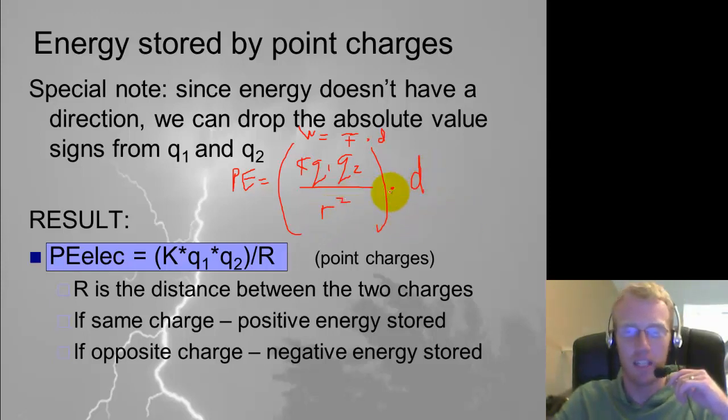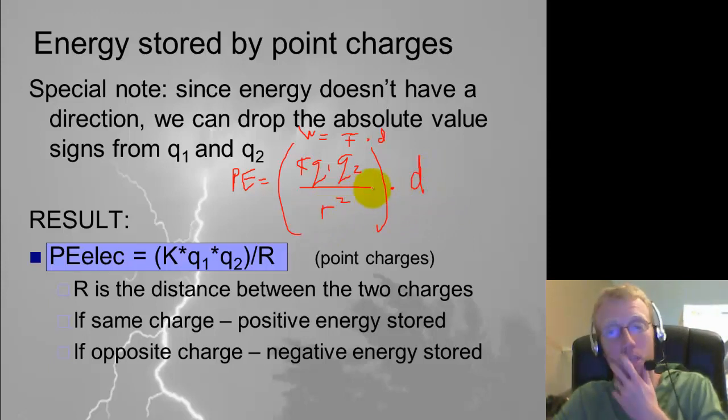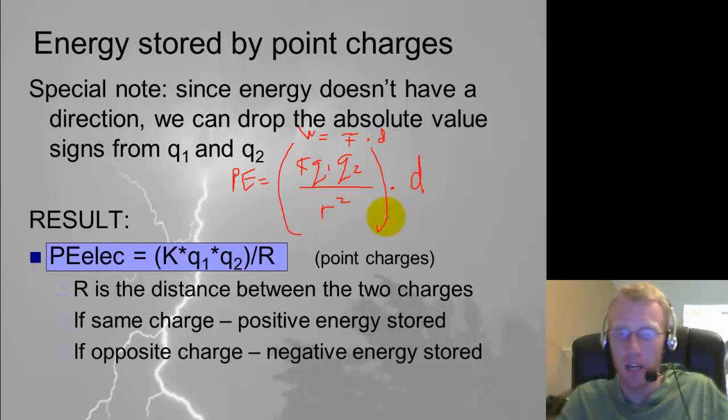In reality, what you have to do is not just multiply these two, but you have to do an integral. It requires a bit of calculus, and it's a coincidence that it comes out to be exactly the same as if you just multiplied. So in this formula, Q1 and Q2 are the two charges, and R is the distance between them. So the closer they are, the more energy is being stored.